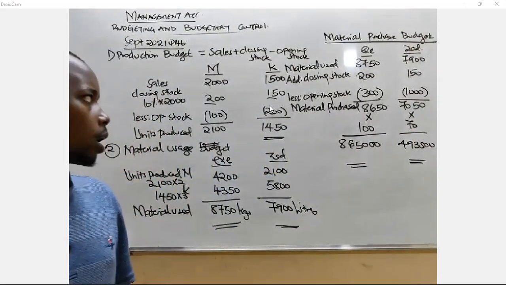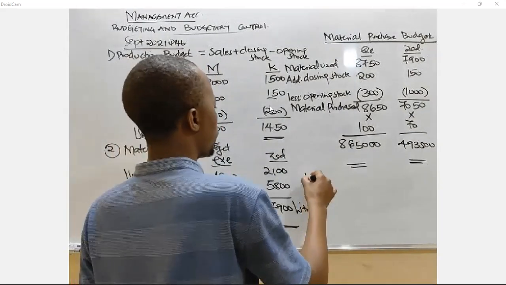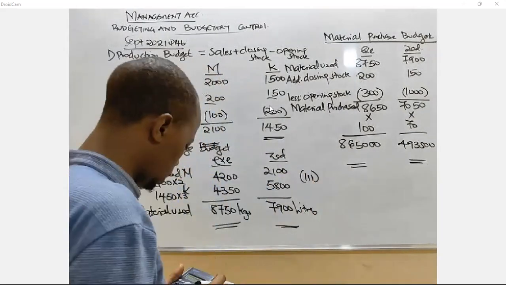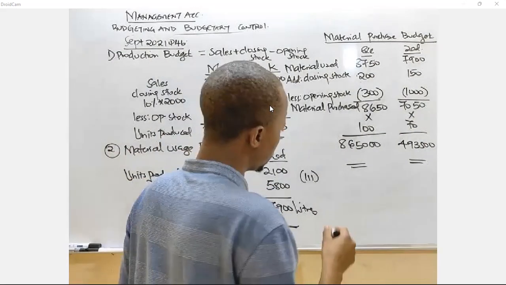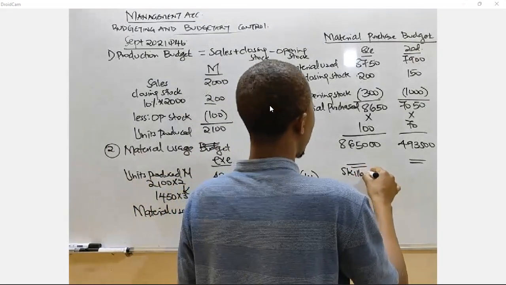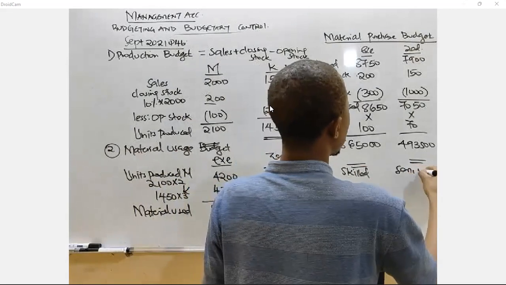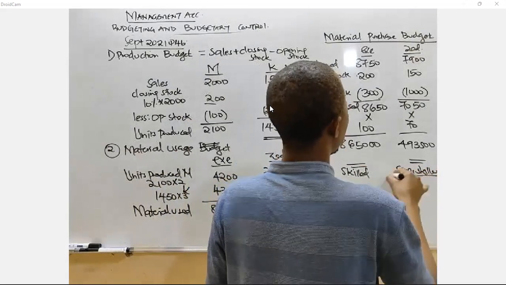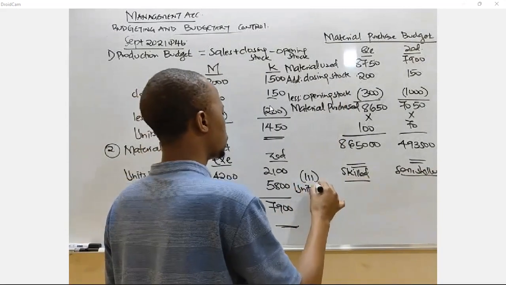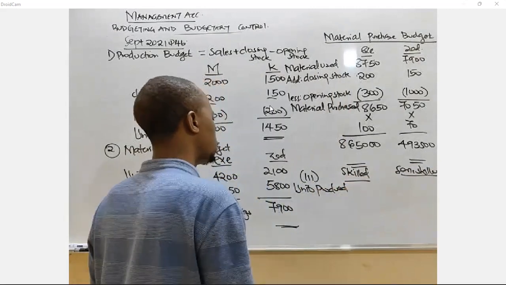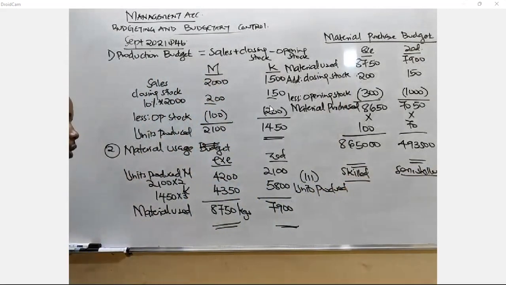500. Then the last requirement shall be the labor budgets. The units, when you look at our units, they are passing through the skilled and semi-skilled labor. So we are picking the units produced: 2100 for one product, and the other one we have 1450.